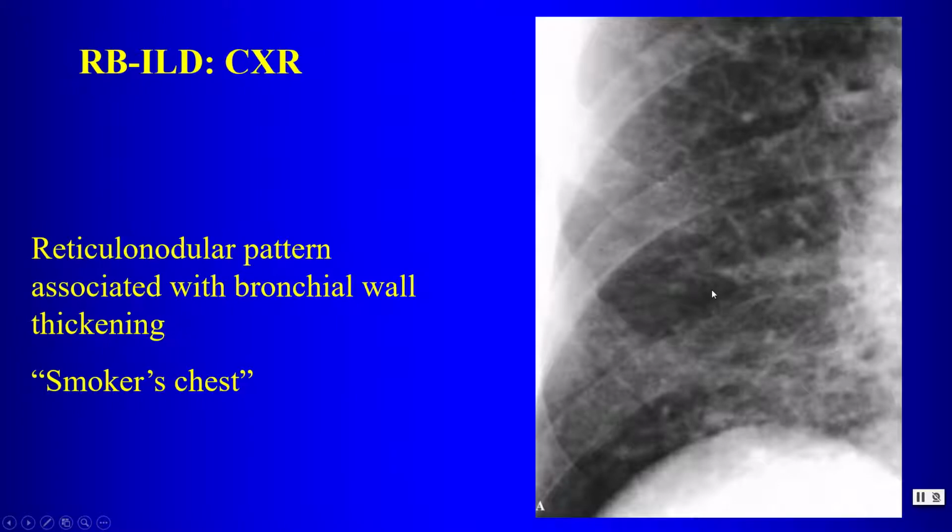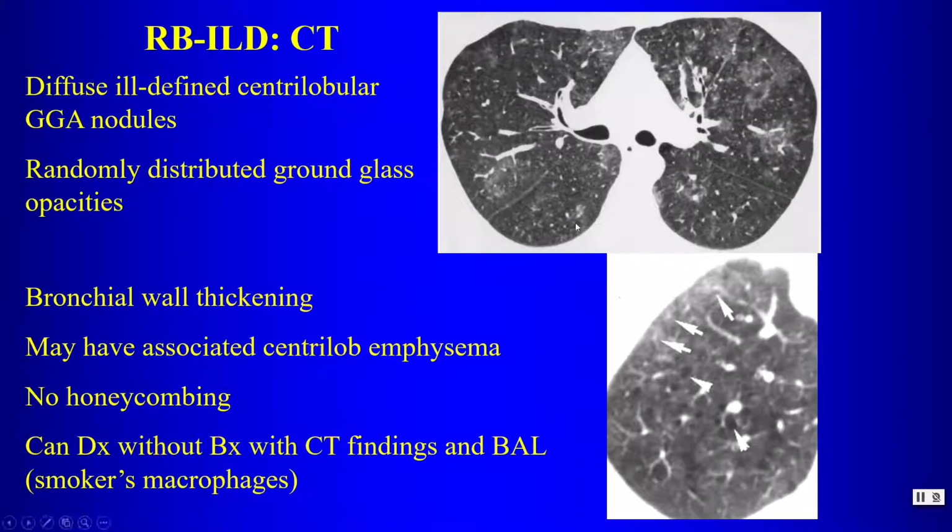So these patients might have a reticulonodular pattern with some bronchial wall thickening. This has been called the smoker's chest, this kind of interstitial pattern that was quite common in heavy smokers. And on CT, we will see a central lobular distribution of ground glass opacities, as we see in these examples here.